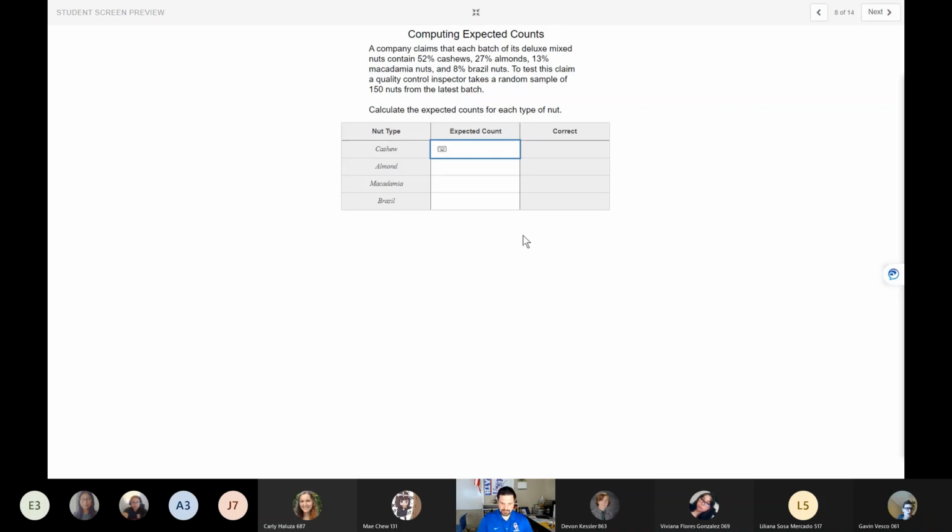So ultimately we get 78 here, 40.5 for almonds, 19.5 for macadamias, and 12 for the Brazil nuts. The other thing you should do, just to make sure you didn't make a calculation error, is make sure that when you add these up, it adds up to 150. We should be able to account for all of the sampled nuts. Next.